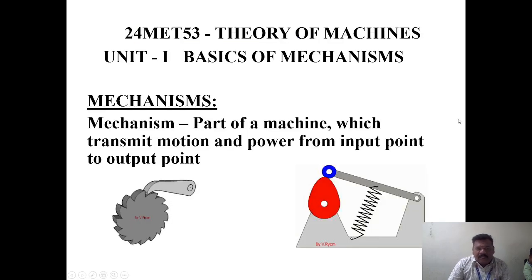The first topic in the theory of machines is basics of mechanics. A mechanism is a part of machines which transfers motion and power from the input point to the output point. You can see the two mechanisms; the animated images are shown below the slide. These are basic needs which are seen in your day-to-day life.